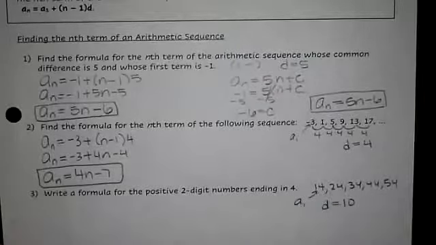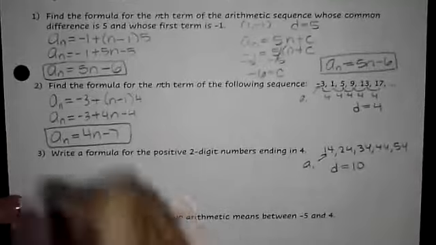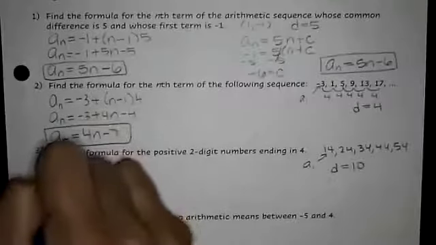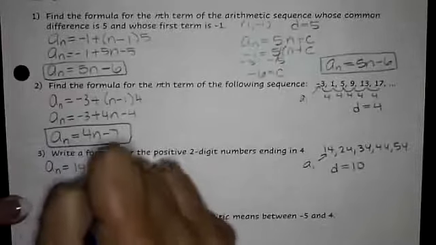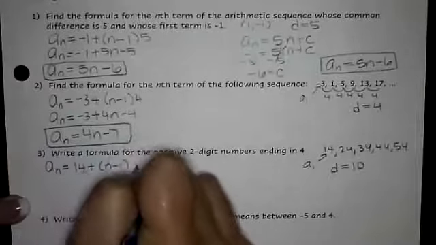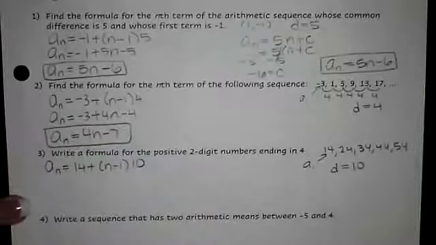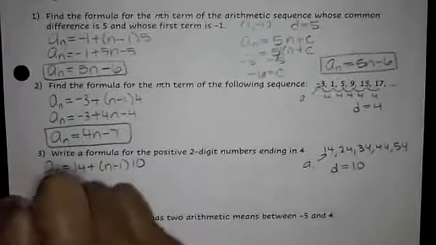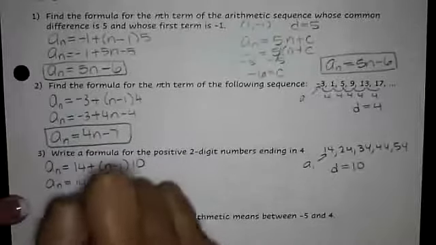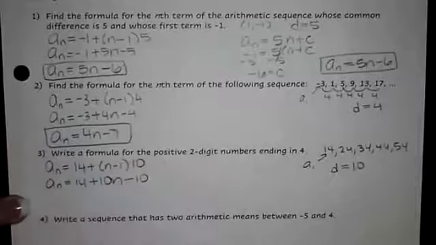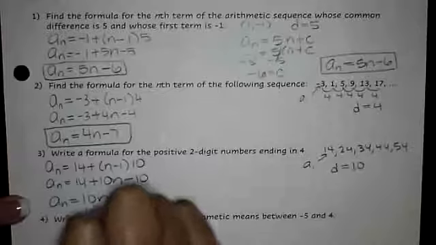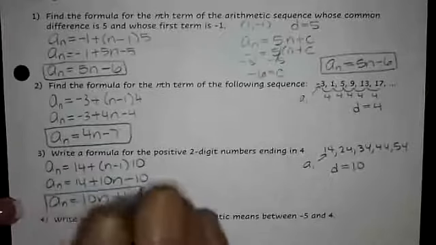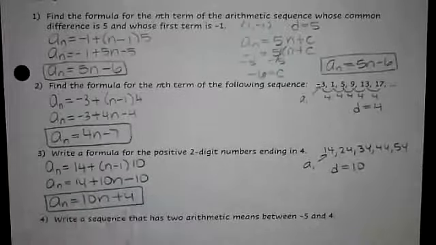Our A1 is 14. And so we get A sub n is equal to 14 plus n minus 1 times D, which is 10. I distribute. I combine my like terms. And there is my formula.